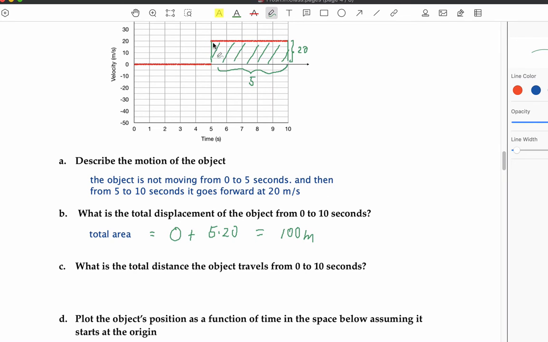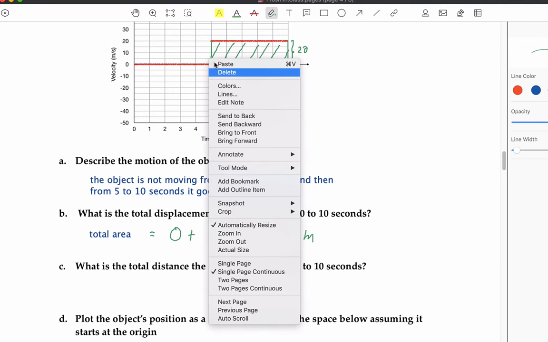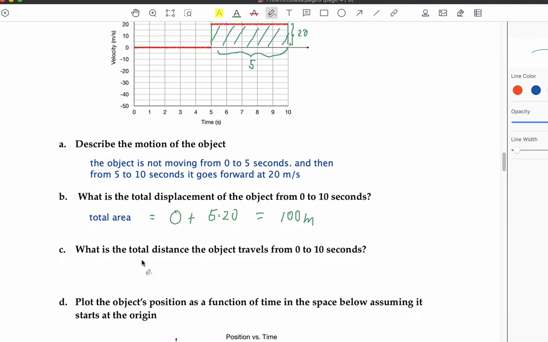Now, in this particular case, the distance and the displacement will be the same. Basically, you take the absolute value of all the areas, and that'll give us 100 meters.